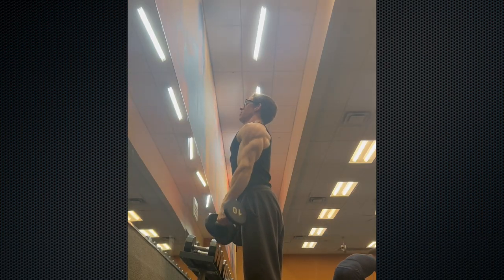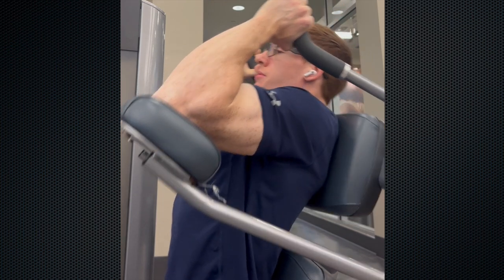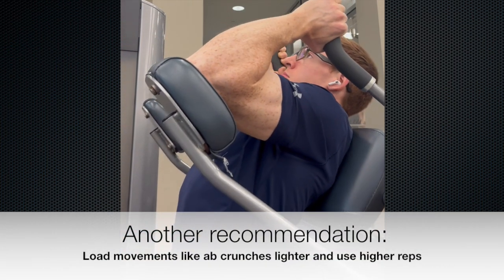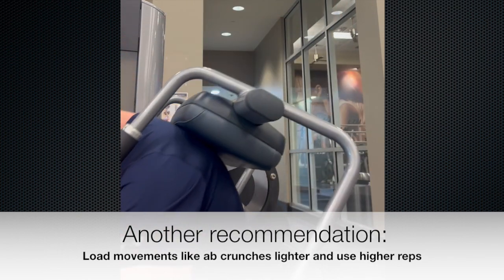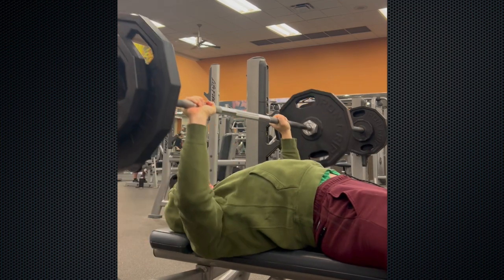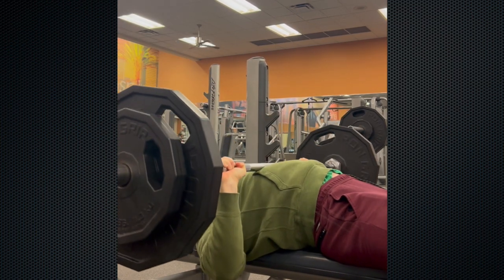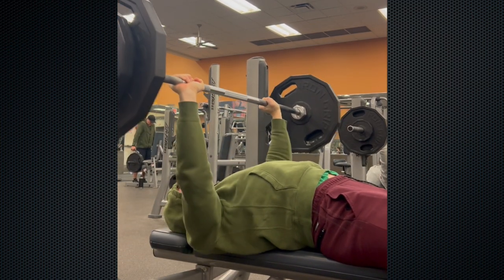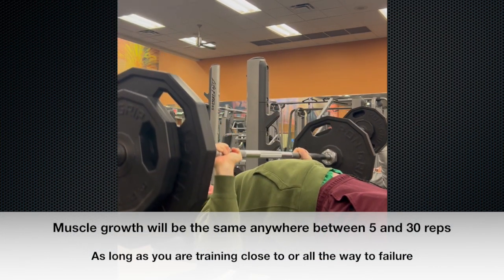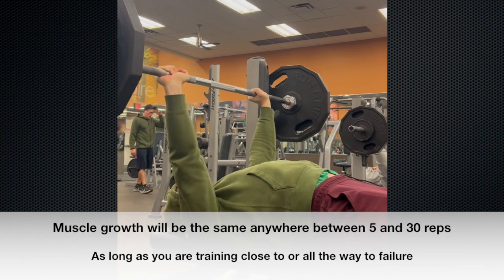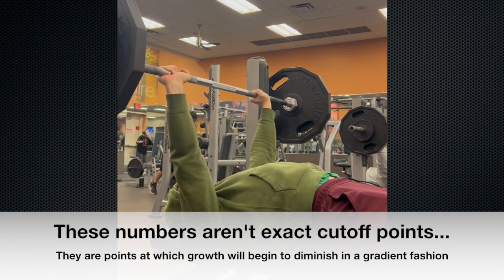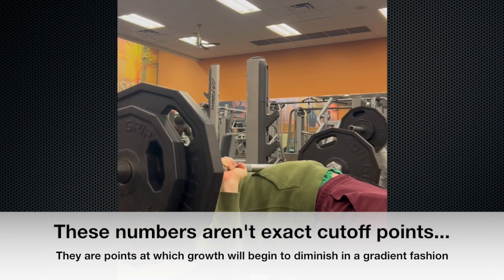I believe isolation movements like ab crunches are better performed with lighter loads and higher rep ranges, since they become difficult to execute properly when they are loaded too heavily. In my own training, I never do anything above 20 reps, but this is a personal preference rather than a requirement for hypertrophy training. Hypertrophy will remain the same anywhere in the 5 to 30 rep range, so long as you're training close enough to failure. Those numbers aren't exact cutoff points either, they're just points at which hypertrophy may diminish in a gradient fashion.